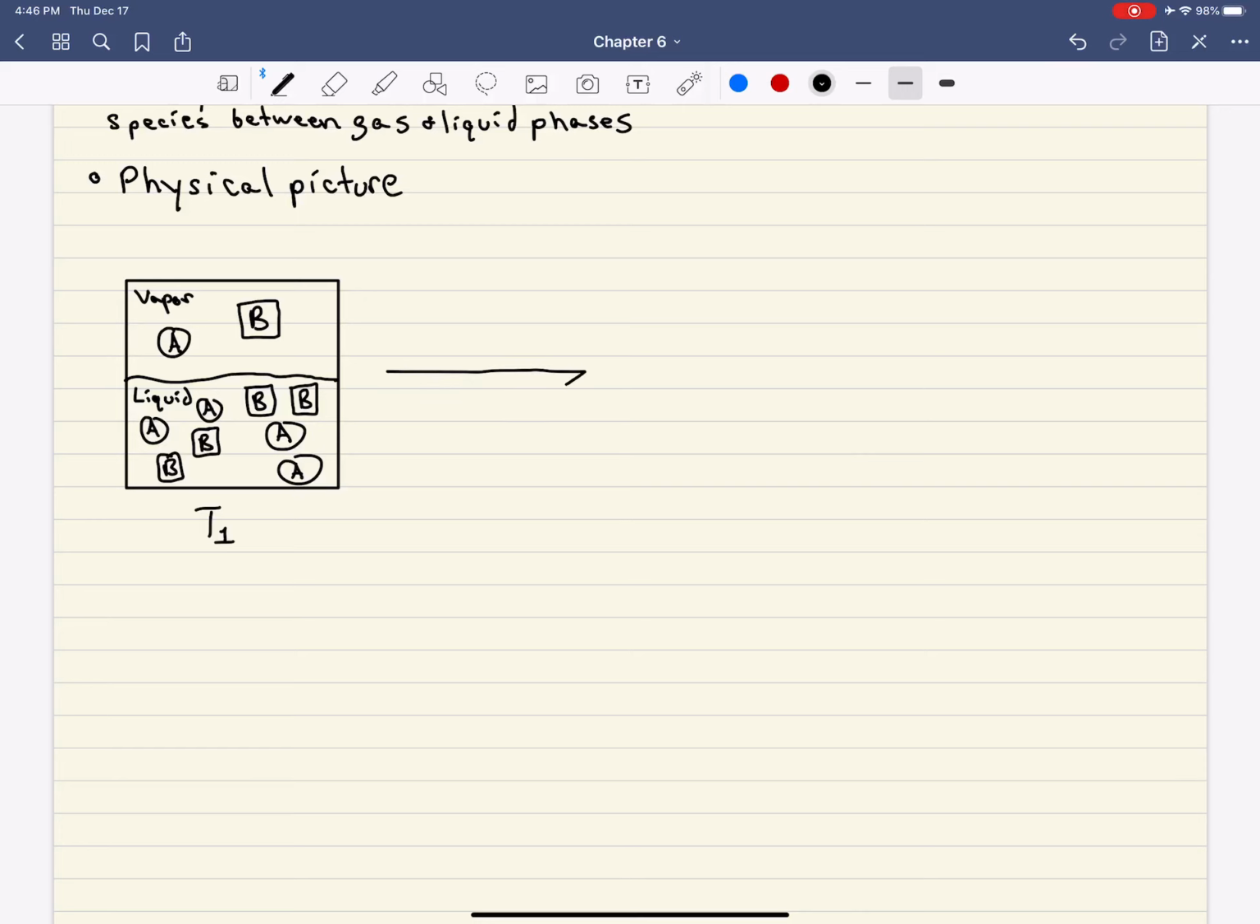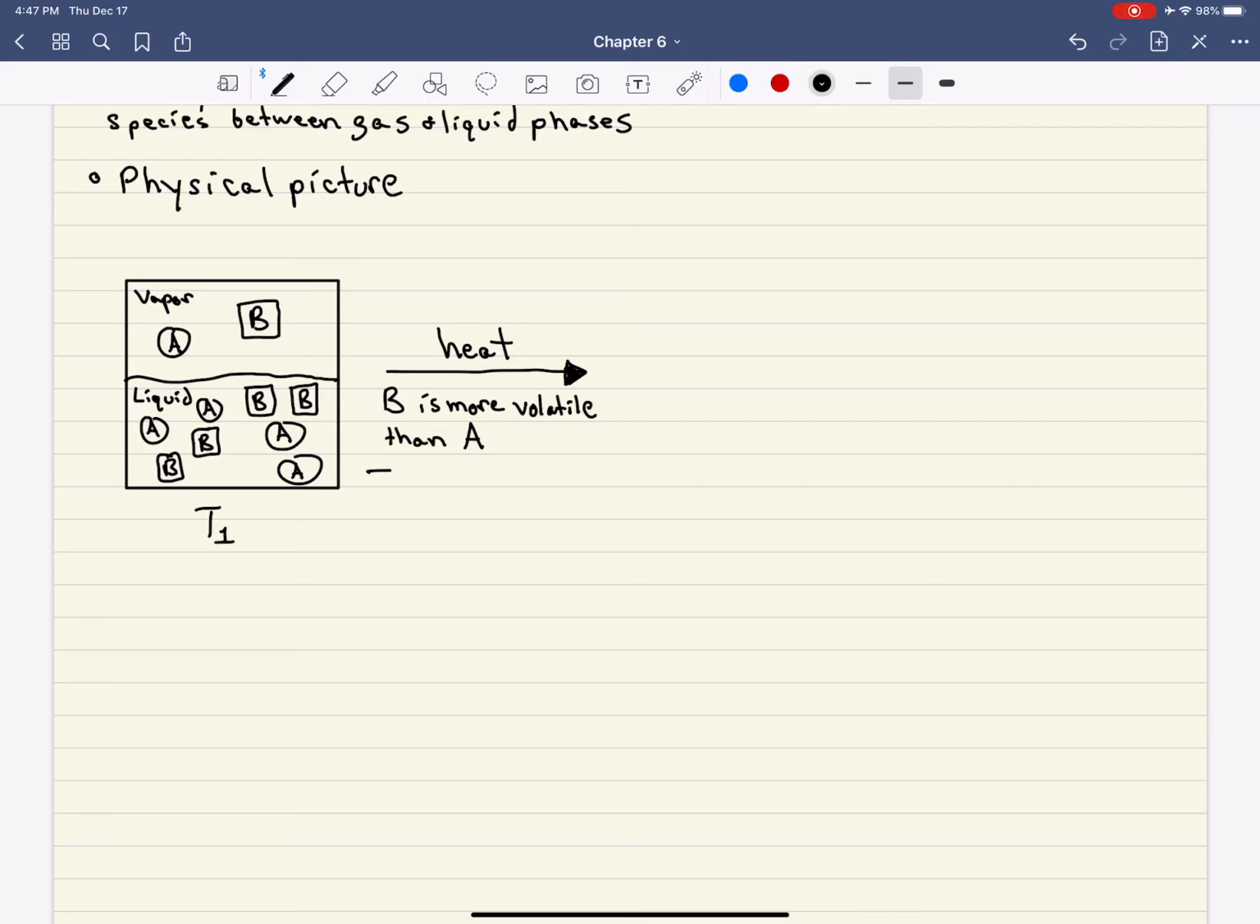Let's then say we heat the system. We add heat to it so that we can change the temperature, right? But before I draw the picture of the system at the second temperature, I first want to say that let's consider the case where the B molecule is more volatile than the A molecule. And when I say that, what I mean is that let's pretend that the B molecule is much more easily vaporized than the A molecule. Right? It's easier to get B into the vapor phase than it is A.